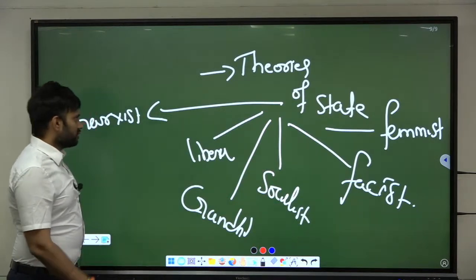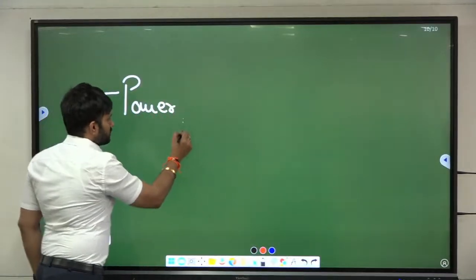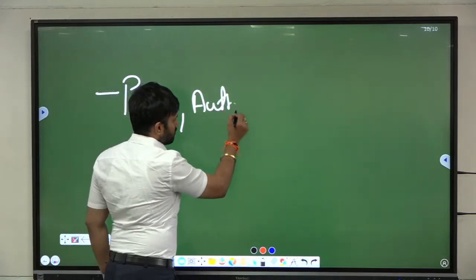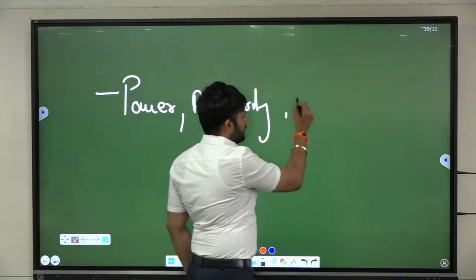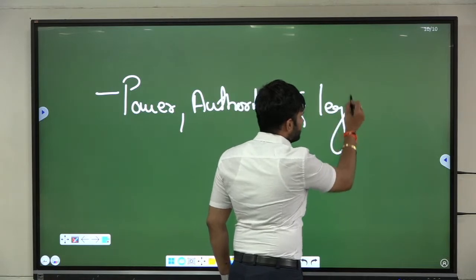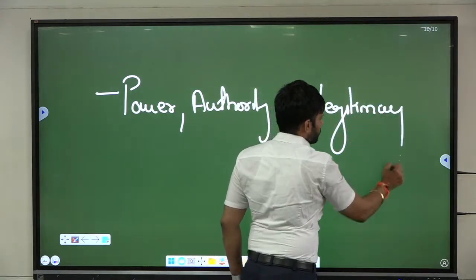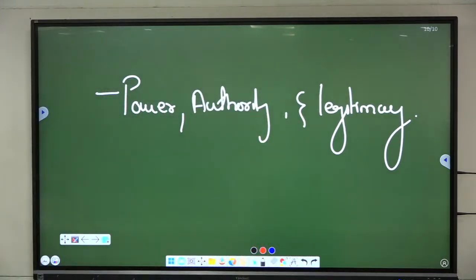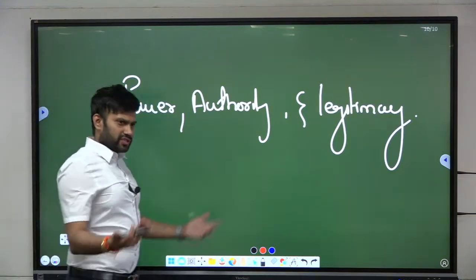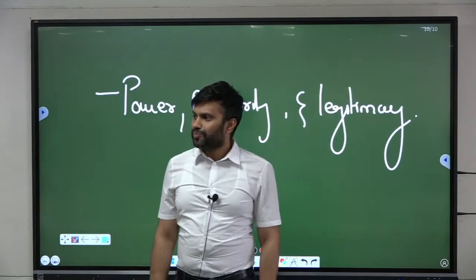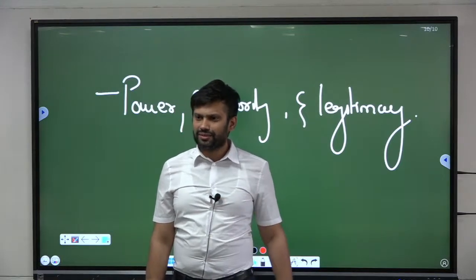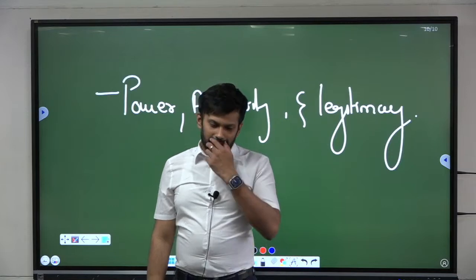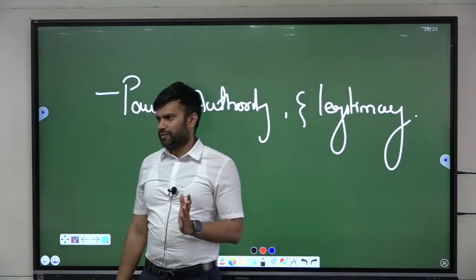Then we will be going into the concept of power, authority, and legitimacy. Power, authority, and legitimacy. So again, what will we be reading here? We will be reading here, first of all, what is power? When we say politics, the first thing that comes to mind is power. So here there are different perspectives of power.